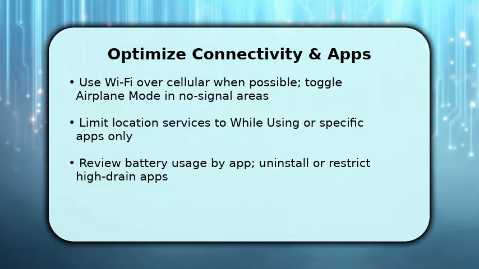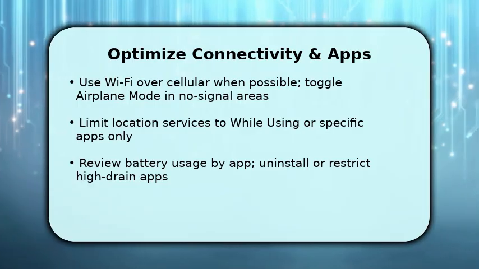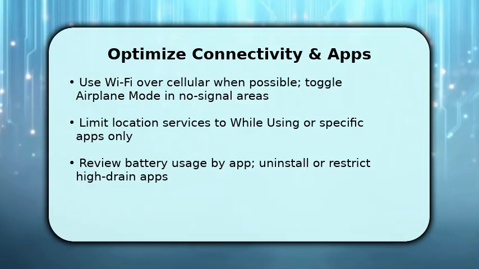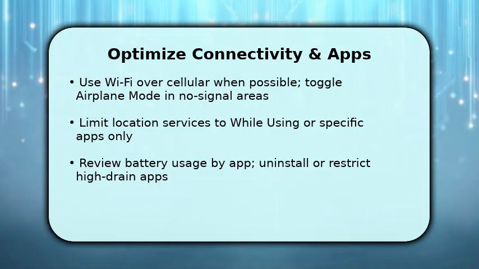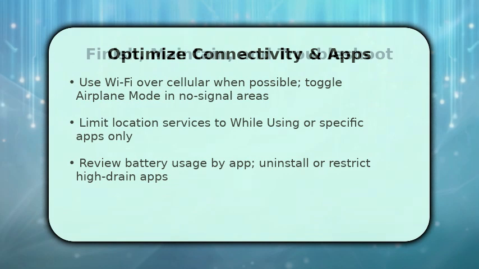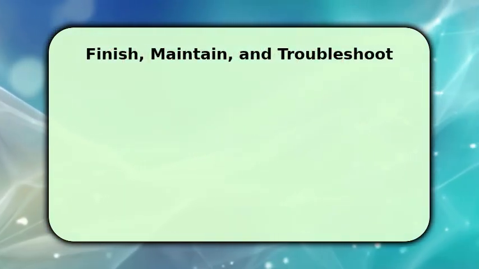Finally, check battery usage per app and uninstall or restrict any high-drain apps. These steps reduce background activity and keep the device asleep longer. You finish by setting system behaviors and maintenance habits that sustain improvements.